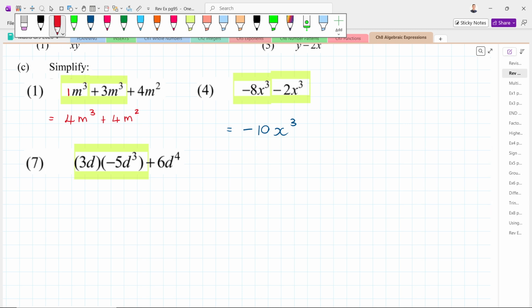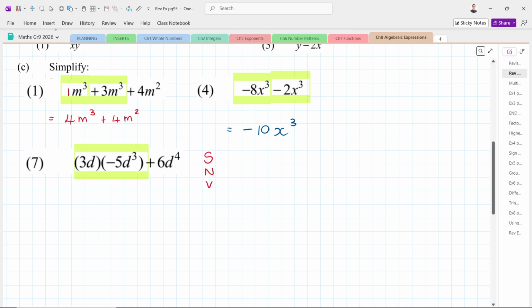And over here we will use signs, numbers, variables. That's what we use to multiply different terms. So signs first, we've got a positive 3 and a negative 5. A positive times a negative is a negative. 3 times 5 is 15. d times d cubed, we just did exponents. It's d to the power 1. Multiplying the same bases, we add the powers. 1 plus 3 is 4. So that's d to the power 4. And the plus 6d to the power 4 stays.